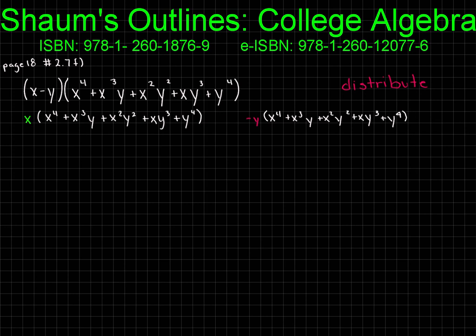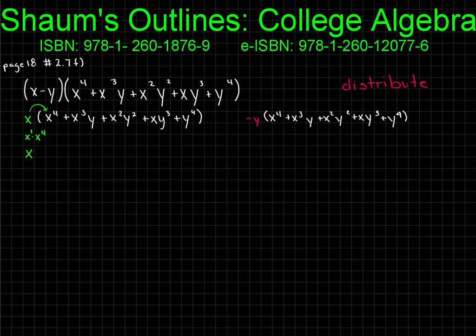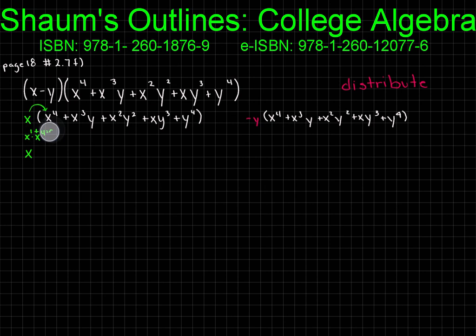So let's do the x first. X times x to the fourth. We keep the letter and then we add the little numbers. Now, whenever my letter doesn't have a little number, I'm going to add an imaginary little one. So 1 plus 4 equals 5, and I get x to the fifth.